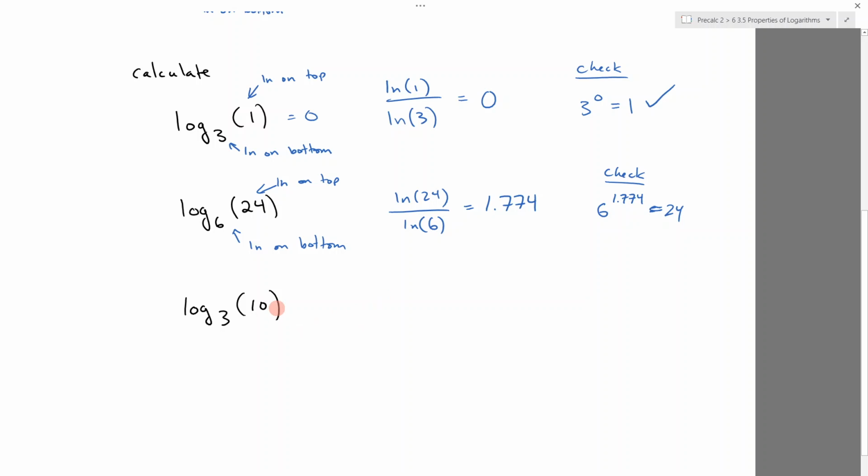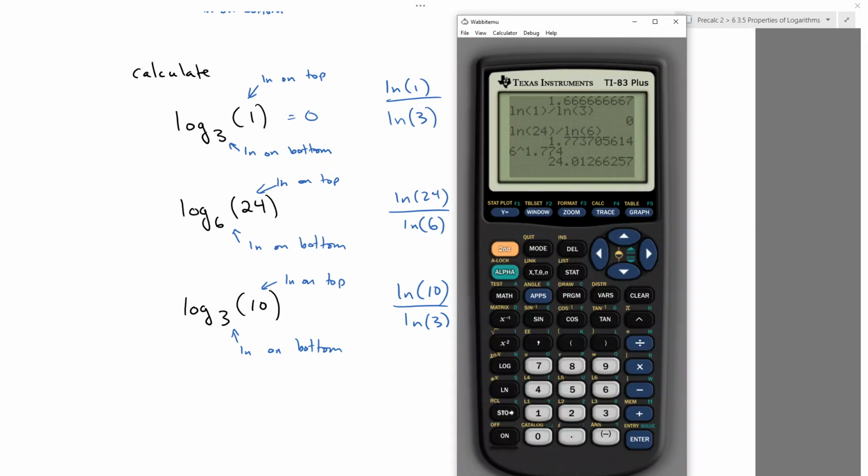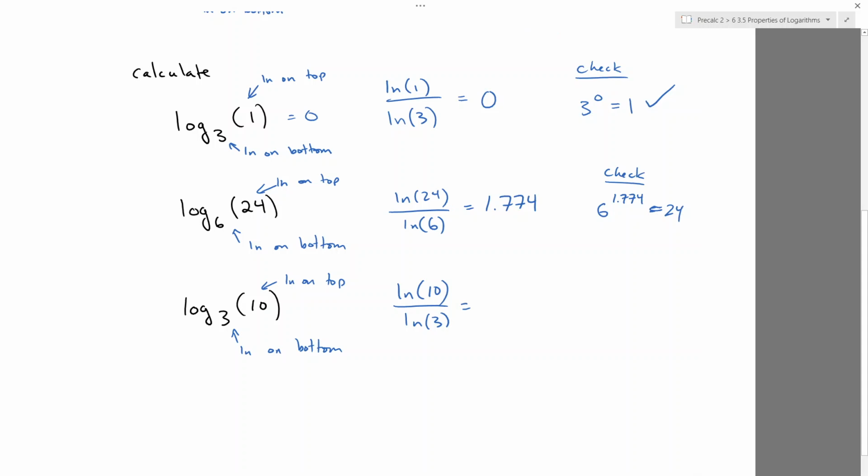Okay, and then finally, last one. Again, this becomes an ln on top, and this becomes an ln on the bottom. So I write it out: natural log of 10 over natural log of 3. So what do we get? Natural log of 10 divided by natural log of 3. It's about 2.096.